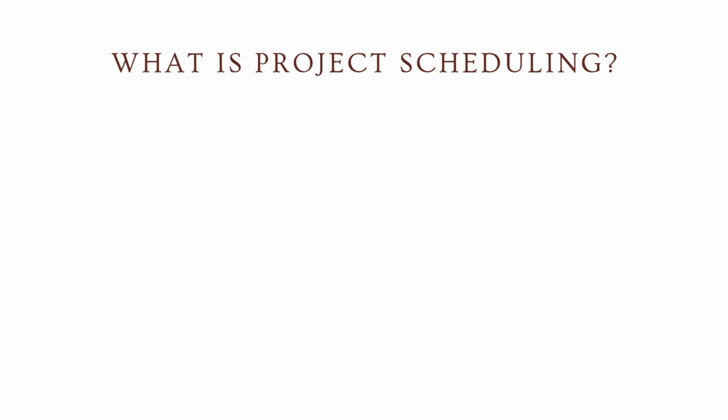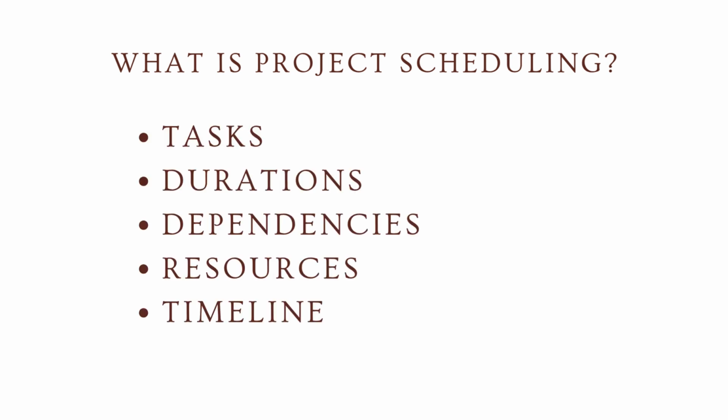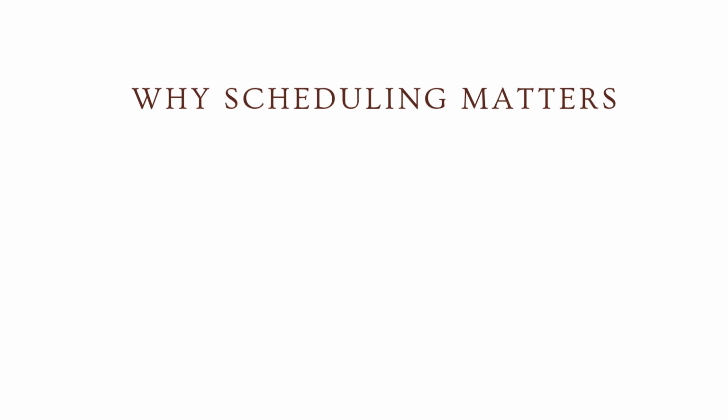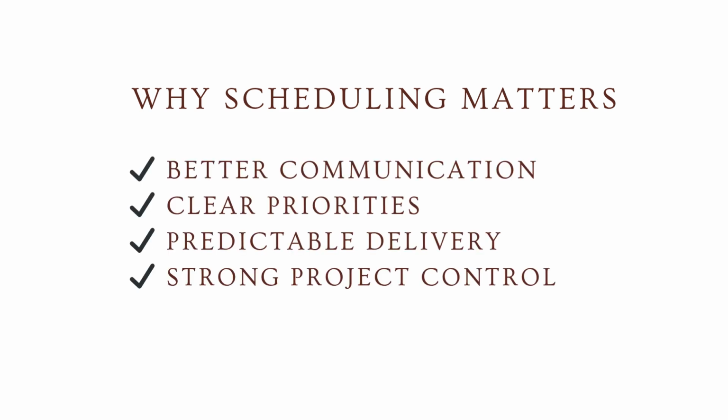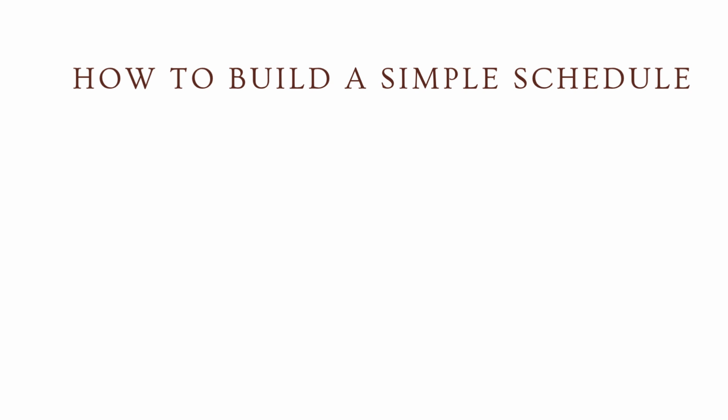Project scheduling is the process of planning tasks, estimating time, assigning resources, and creating a clear timeline to deliver a project. Every successful project, from construction to IT, starts with a solid schedule. Without a proper schedule, projects face delays, cost blowouts, and confusion. A good schedule makes everything clear: who's doing what, when, and how. Here's an easy step-by-step method used by professionals, and you can do it in any tool.